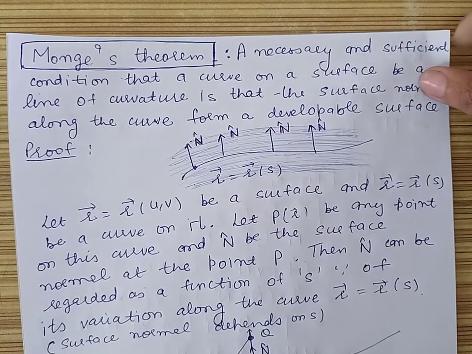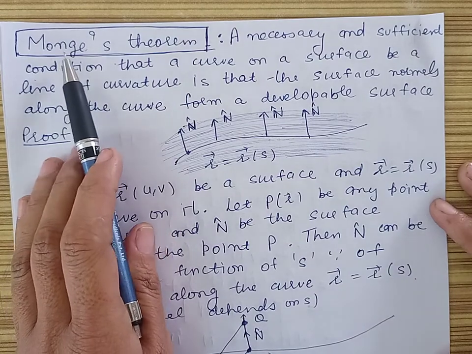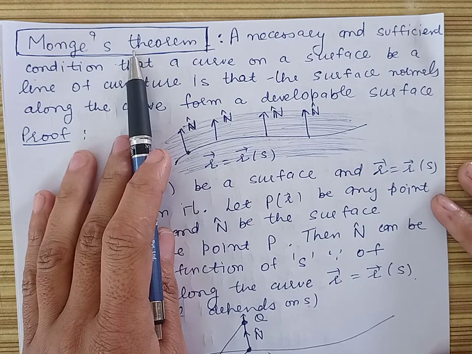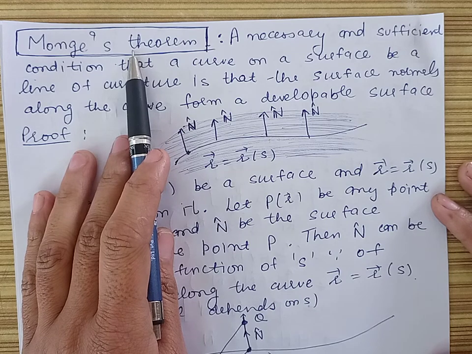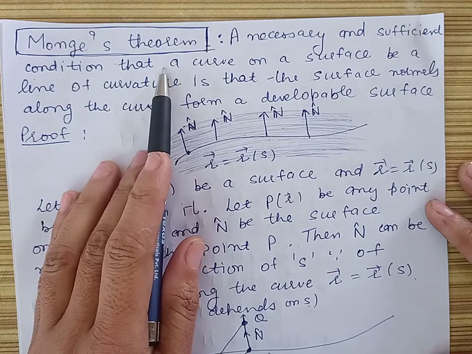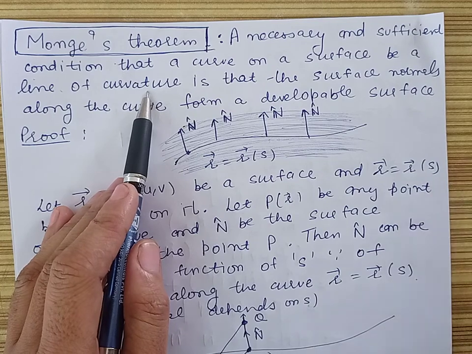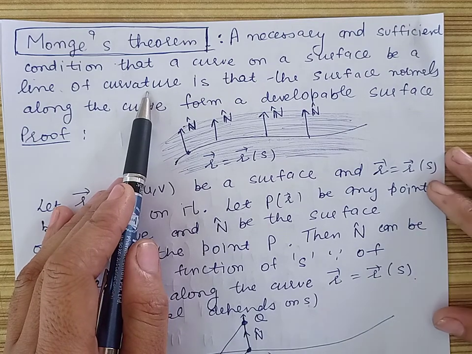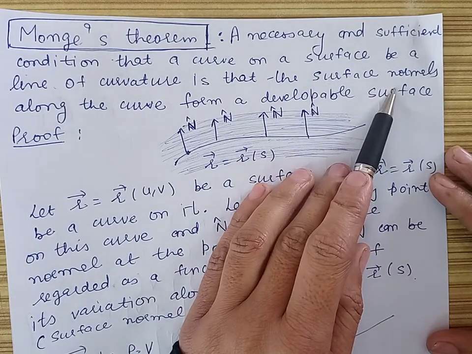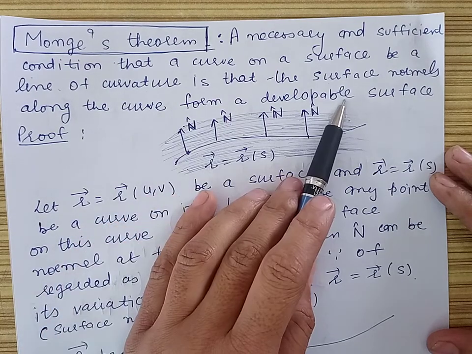Good morning, students. Today we will discuss an important theorem in differential geometry, which is Monge's theorem. This theorem gives a necessary and sufficient condition for a curve on a given surface to be a line of curvature. And this necessary and sufficient condition is that the surface normals along the curve form a developable surface.